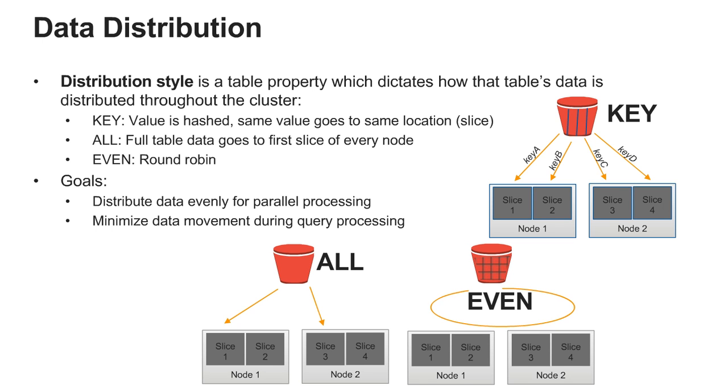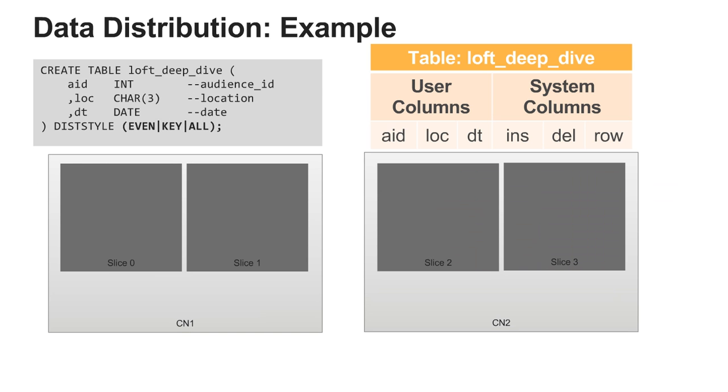If none of those distribution styles work, we also have what's called distribution style even, which really just round robins the data. I'm going to go into some examples here just to illustrate. On the top left there you can see the create table syntax. So the distribution style is really just an extension of that. You'd say at the end of your create table, dist style even, key or all. If you don't specify this, it'll default to even.